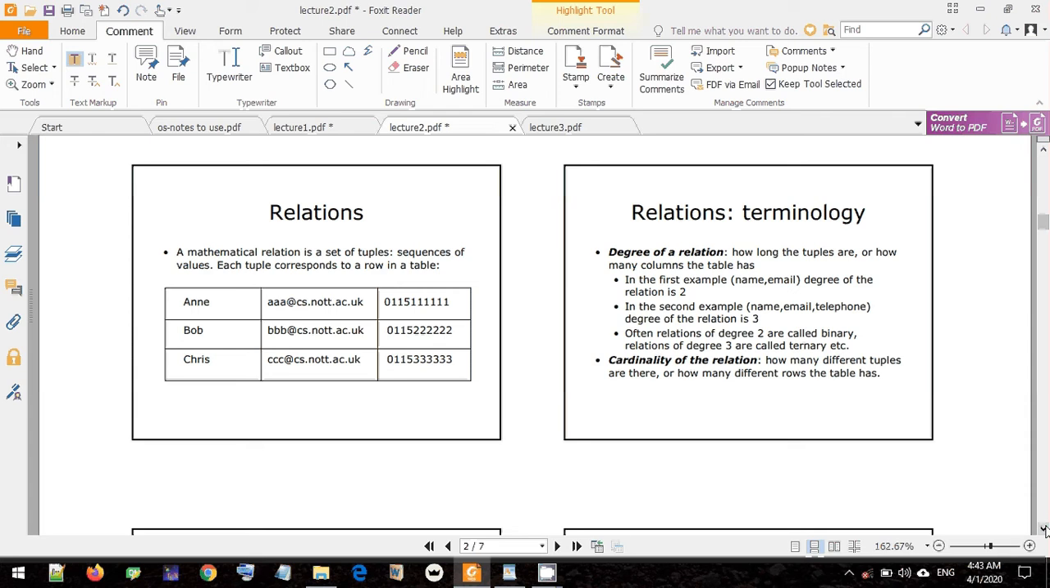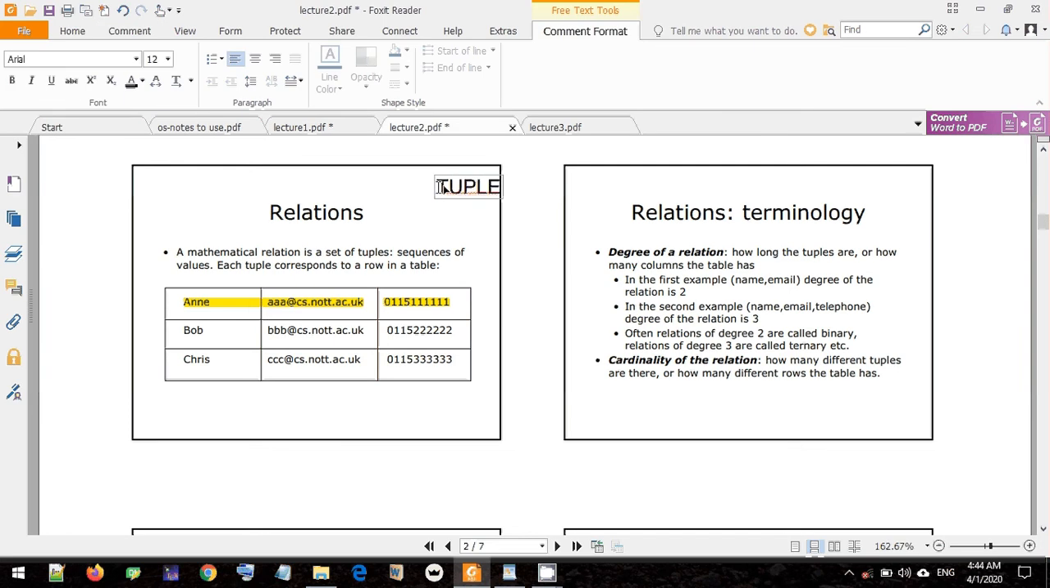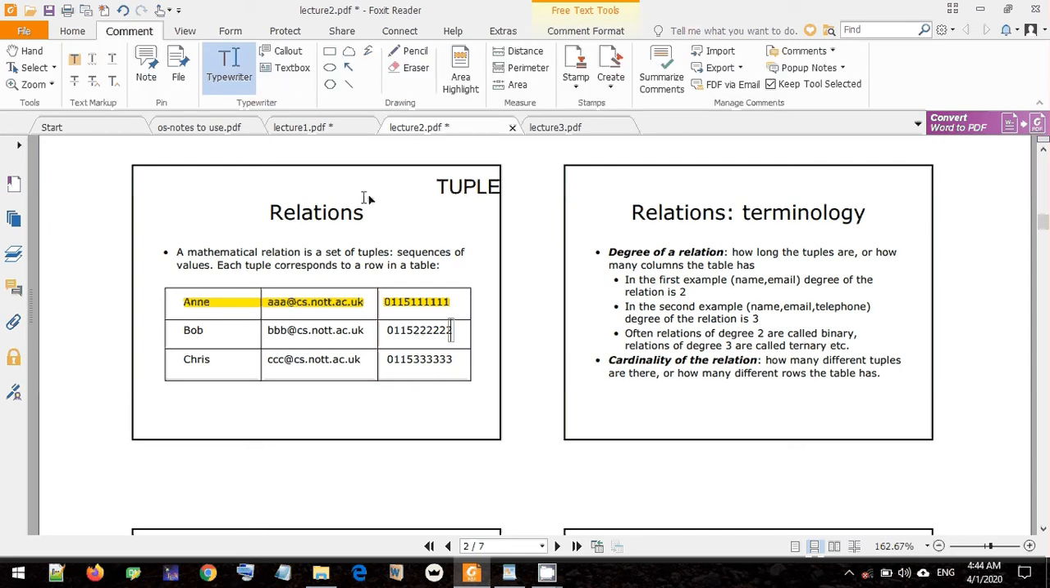A mathematical relation is a set of tuples, or a sequence of values, where each tuple corresponds to a row. That means that a row can also be called a tuple. So these are tuples. In other terminologies, we will see things like degree of a relation and cardinality of a relation. The degree of a relation describes how long the tuples are, or how many columns are present in the relation.